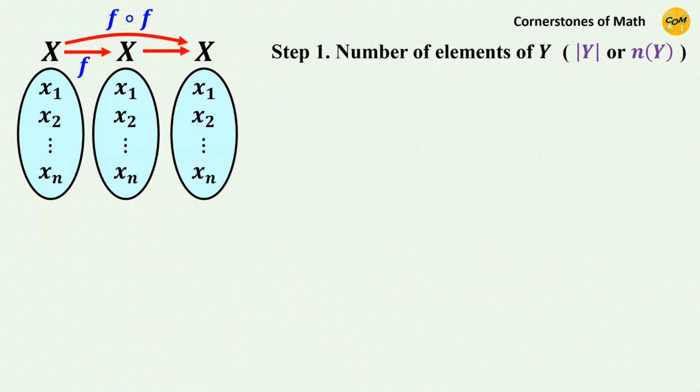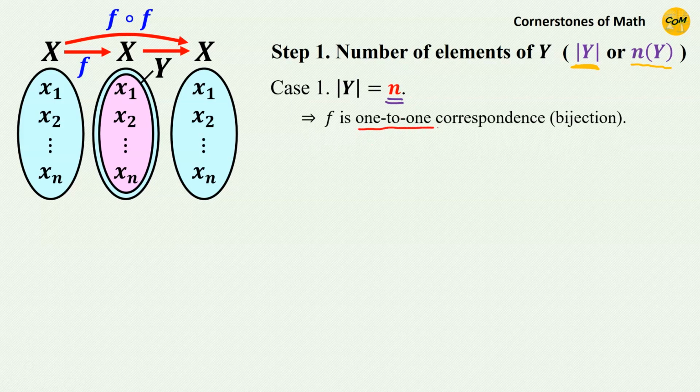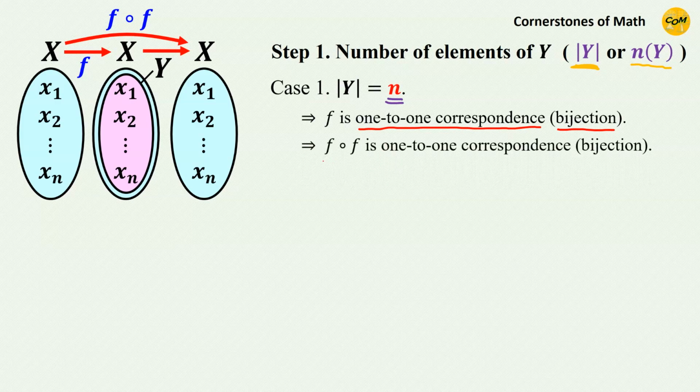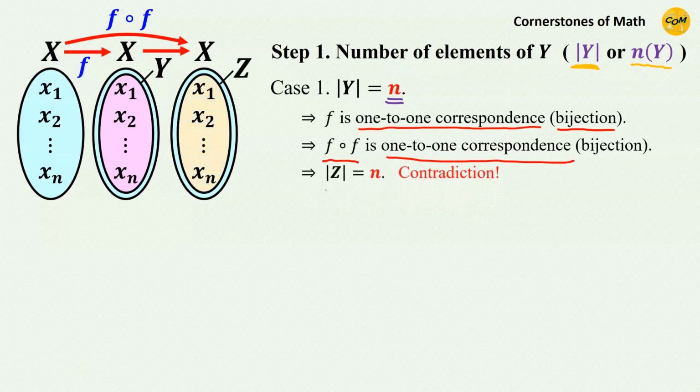In this video, I will denote the number of elements of y using absolute value notation, but the notation n(y) is also commonly used to indicate the number of elements of y. First, what if the number of elements of y is n? In this case, f is a one-to-one correspondence, also called a bijection. But this also makes f∘f a one-to-one correspondence. Hence, the number of elements of z also must be n. Therefore, the number of elements of z cannot be n minus 1.